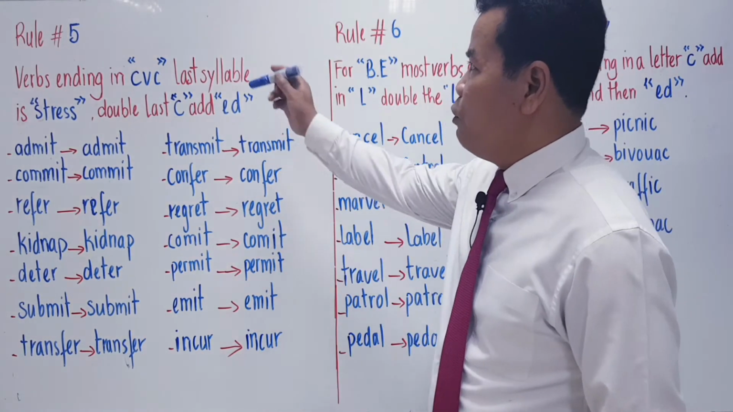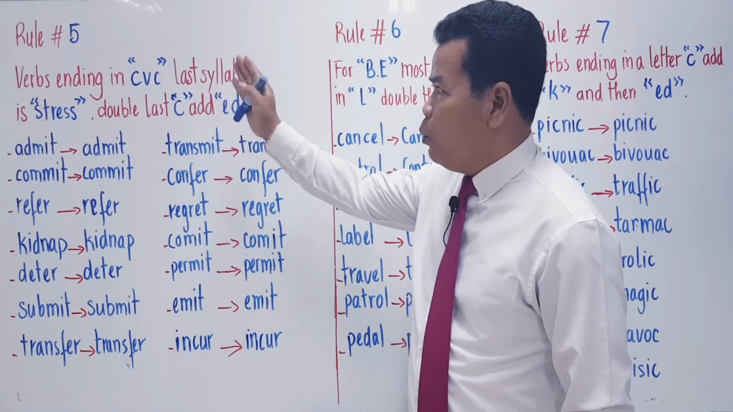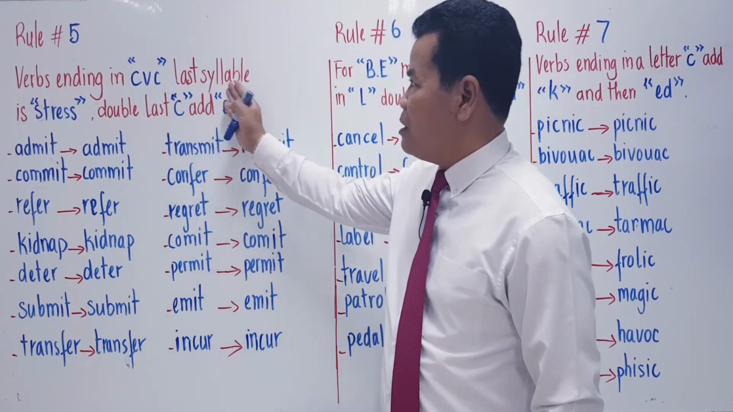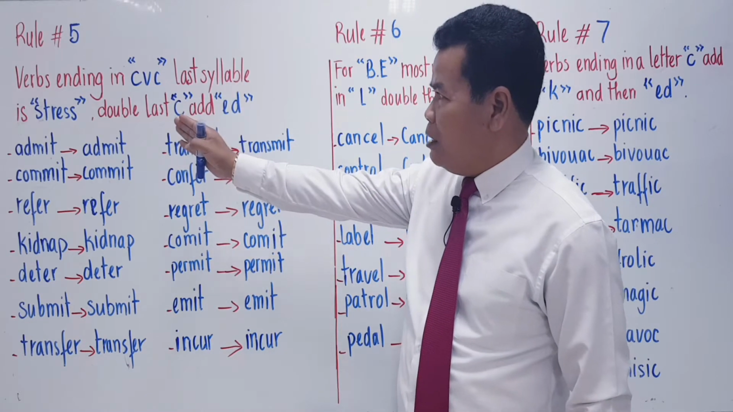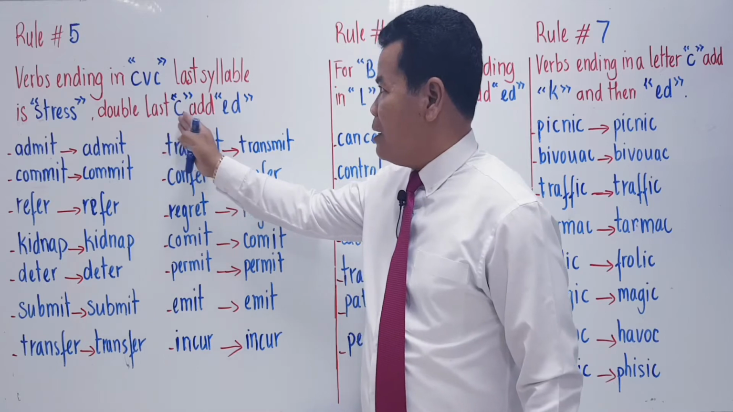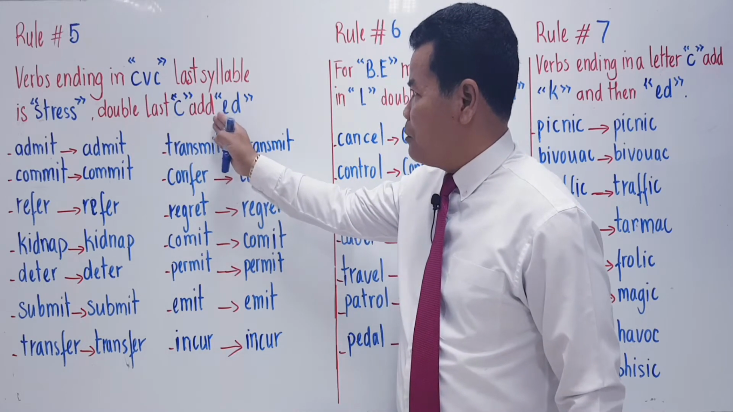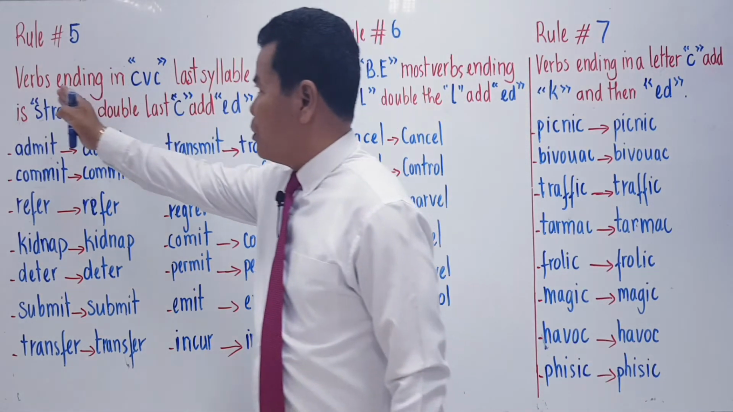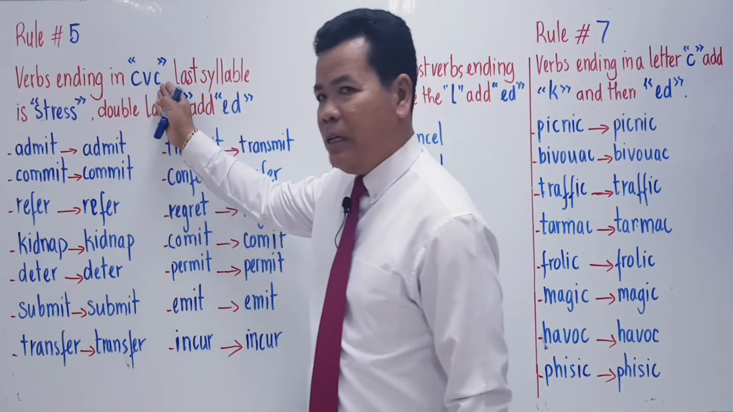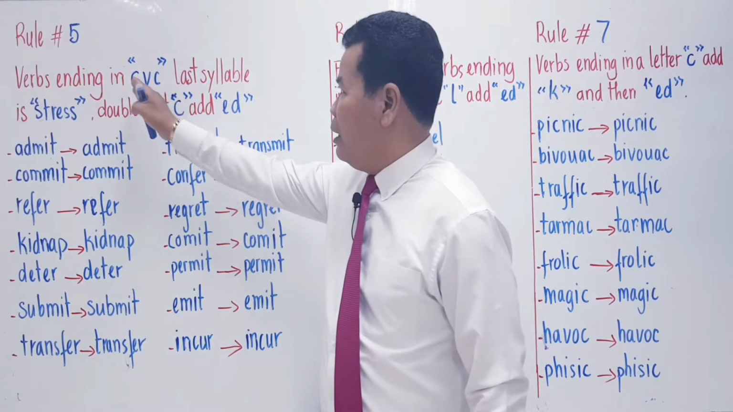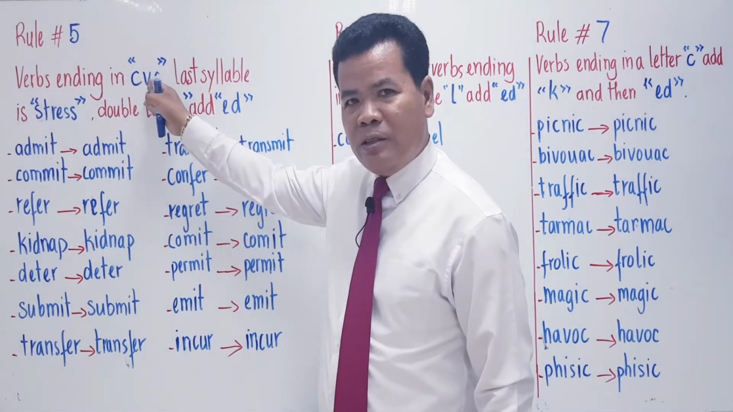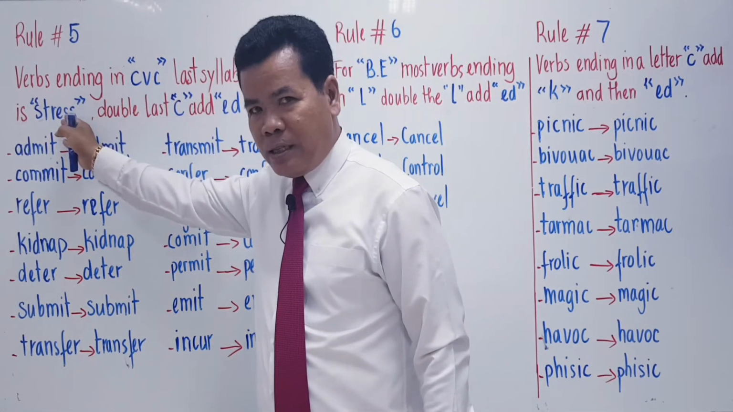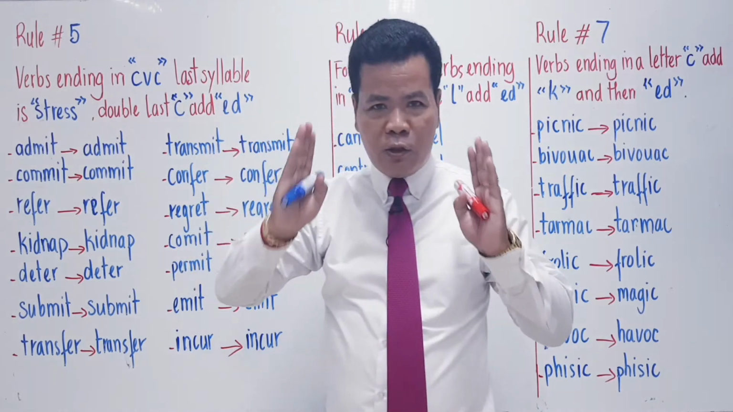Now, let's go to rule number 5. Verbs ending in a CVC, where the last syllable is stressed, double the last consonant. After that, we add ed. Okay? So now, look again. Verbs ending in CVC, as you have already known: C is a consonant, V is the vowel, C is the consonant, and the last syllable is stressed. Okay? Last syllable is stressed.